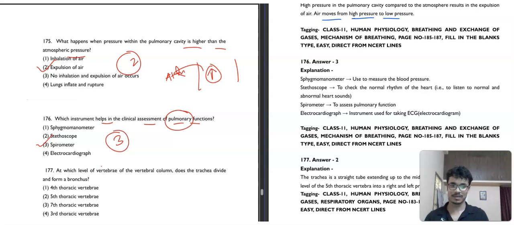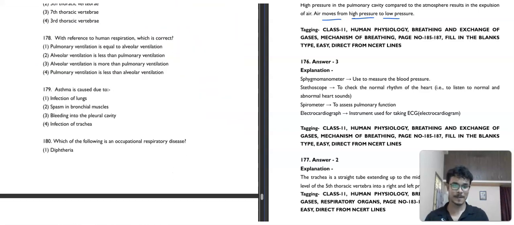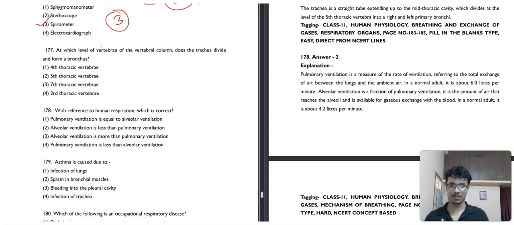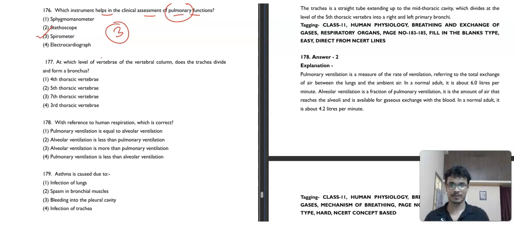Then question number 177. This question came in NEET many times. Also, when I appeared for NEET in 2021, this question came. At which level of the vertebral column does the trachea divide? That is T5. Famous. So the second option is our correct answer. Then question number 178.